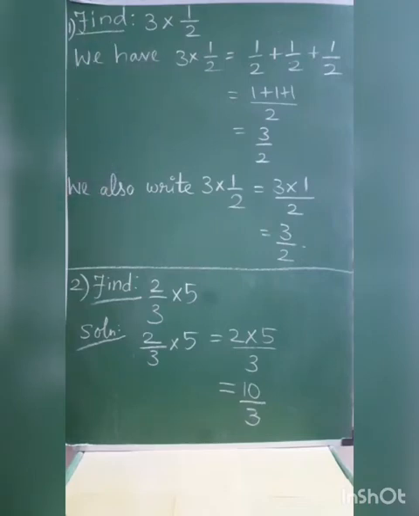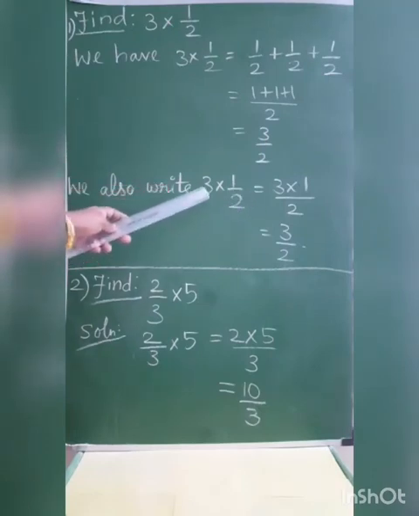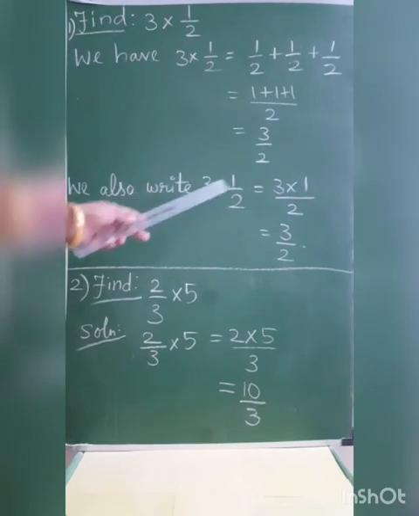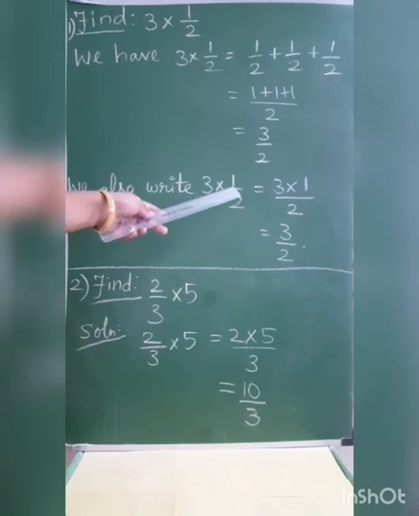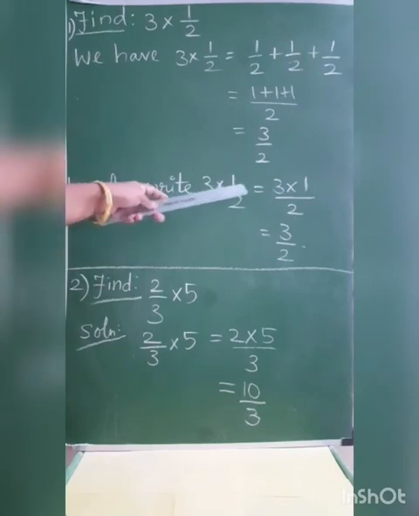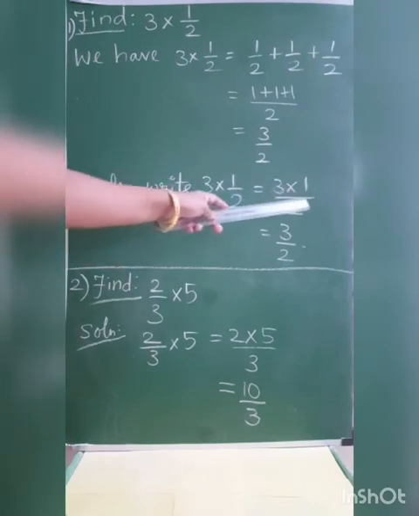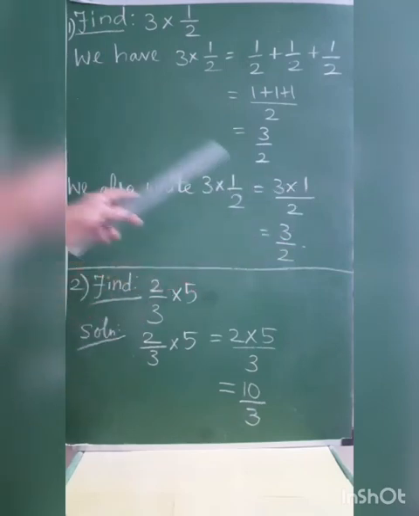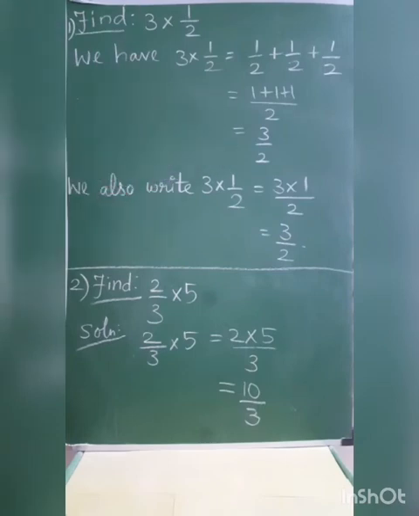The first method is this one, and the second method is simple. We also write 3 into 1 by 2 equal to, where 3 is a whole number and 1 by 2 is a fraction. So the whole number multiplies with the numerator, divided by the denominator. So 3 into 1 is 3, divided by 2, 3 by 2. In this method also, your answer is 3 by 2.